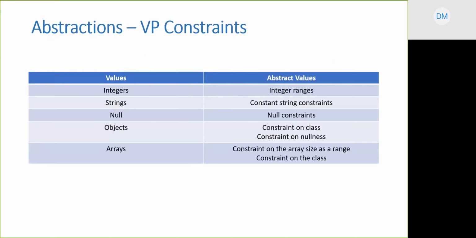So the ones that are being used, which is what I have on this next slide: integers, in terms of integer ranges or specific values; strings, in terms of constant strings, there's representation for that in value propagation, and we use that; null constraints; objects, in terms of constraints on the class type and on nullness; and arrays, constraints on the array size, as well as the element type of the array. So, standard value propagation constraints.